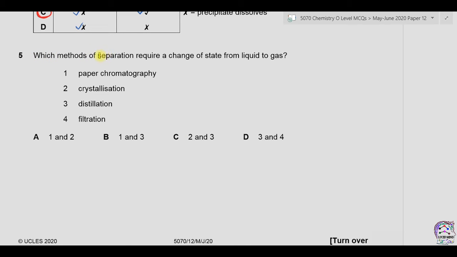Question 5. Which method of separation requires a change of state from liquid to gas? 1 is paper chromatography. In chromatography we do not require gas to be tested, so this is wrong. 2 is crystallization. In crystallization the excess solvent must be evaporated in order to make crystals, so this is correct. 3 is distillation. The distillation process is based on boiling point separation, so we have to convert liquid into gas, this is correct. 4 is filtration. In filtration we just need to filter insoluble substances, so this is wrong. So only options 2 and 3 are correct, which means the answer is C.